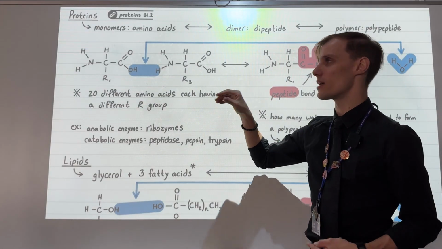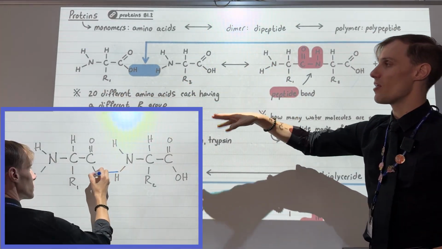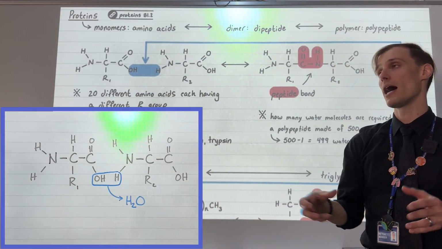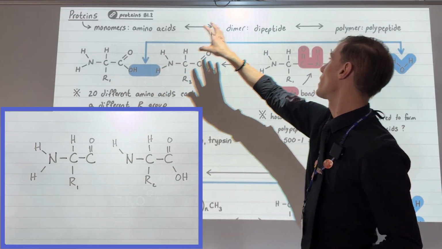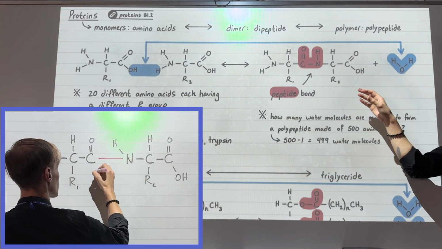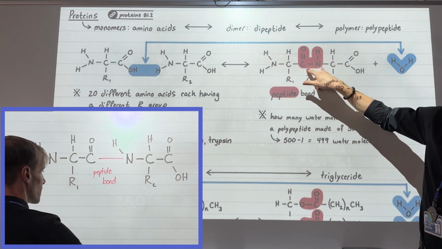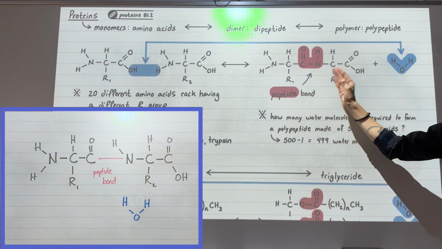So let's explore this. If I have one amino acid and another amino acid, then the OH group from the carboxyl end is going to combine with the hydrogen on the amino end. These are going to form a water molecule, and then what's left is that the carbonyl carbon and the nitrogen are going to form a covalent bond. That covalent bond is what's called a peptide bond.